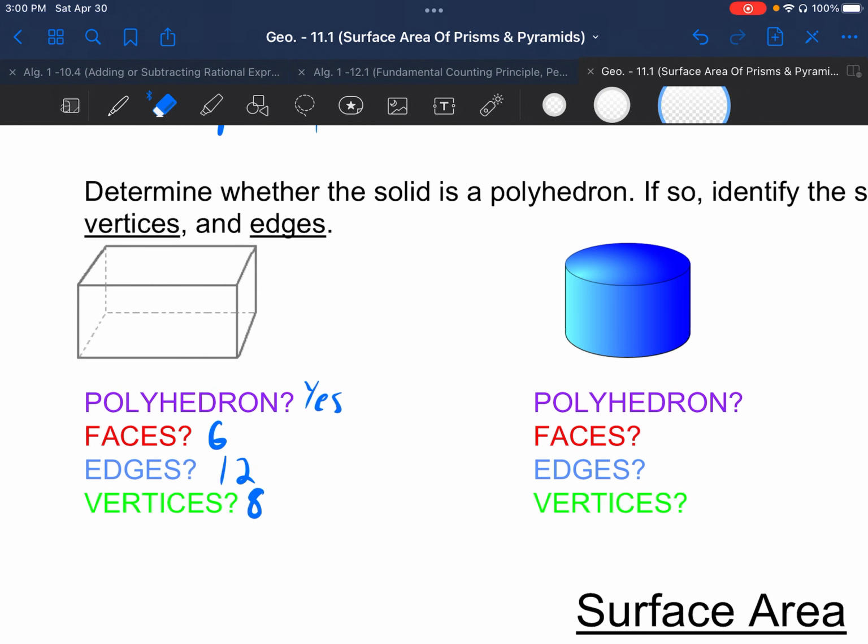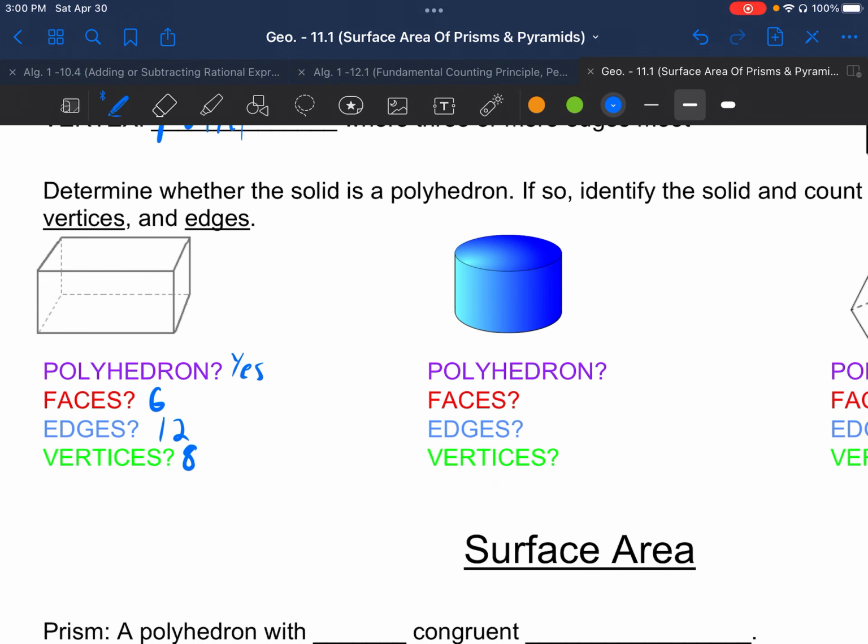Let's go on to the second example here. Is this a polyhedron? The answer is no. And the reason for that is there are curves. It's made up of a circle, and a circle is not a polygon. It's still a 3-dimensional solid, but it is not technically a polyhedron.